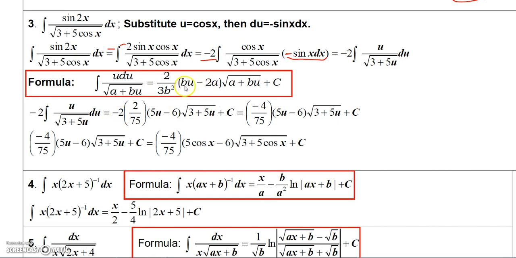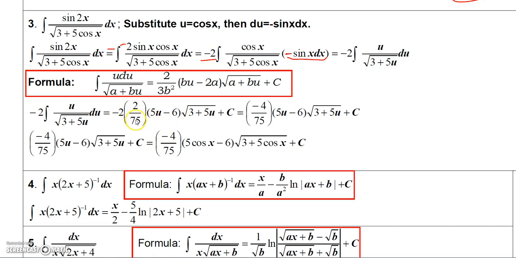And then what else do I have? Then I have BU minus 2A. Well, B is 5, so I have 5U, and A is 3, so I have minus 2 times 3, so that's minus 6. So I get 5U minus 6. And then I have this square root of A plus BU, which is simply the 3 plus 5U. Okay, so there's your answer.